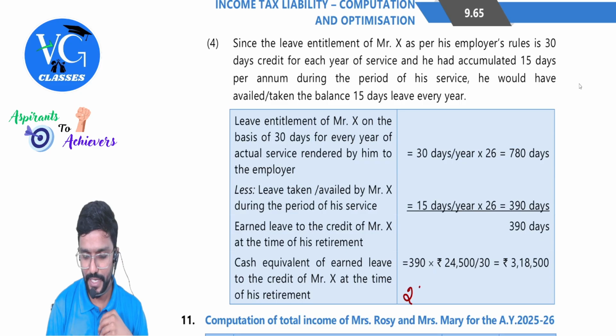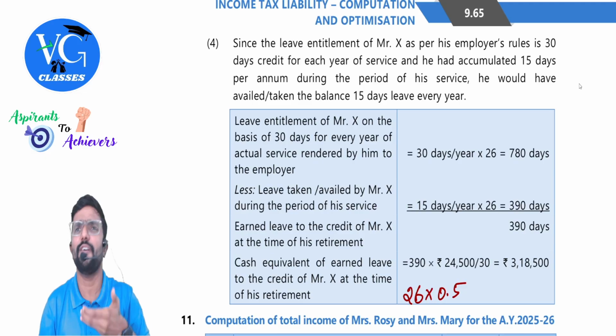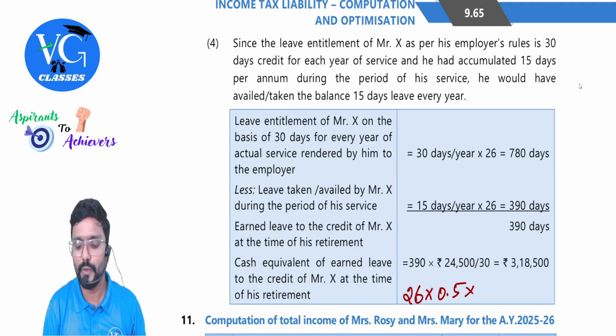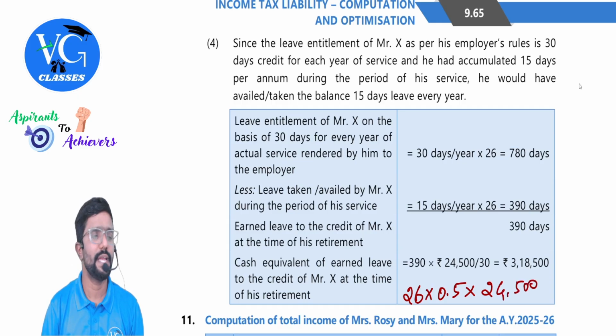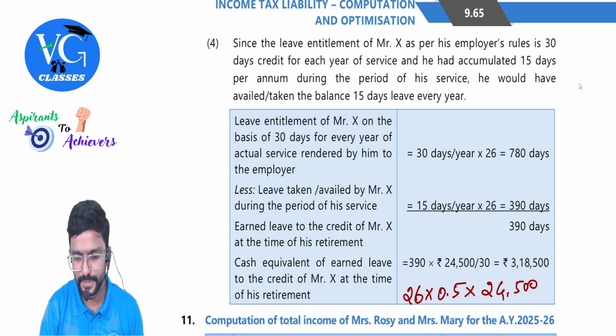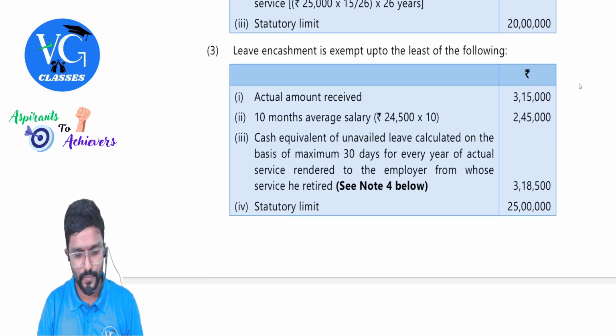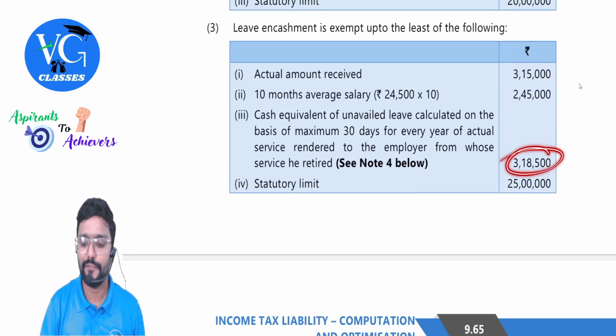So simple, it's 26 into 0.5. How did we get 0.5? Half of the month into 24,500. You'll get the same answer actually. This is actually more simple. Okay? Yes. The year, please be careful. Leave eligible as per employer and as per Income Tax Act is the same, 30 days. Okay? Yes. So it comes to 3,18,500.